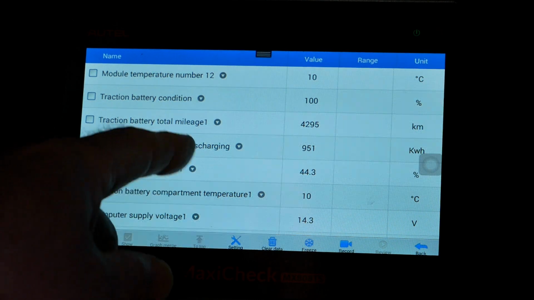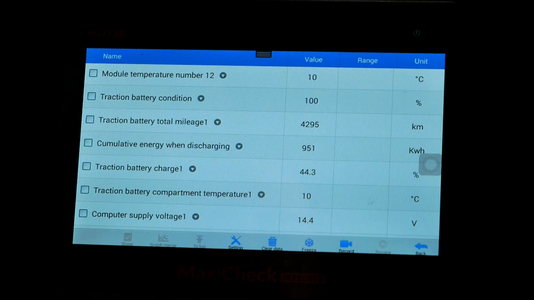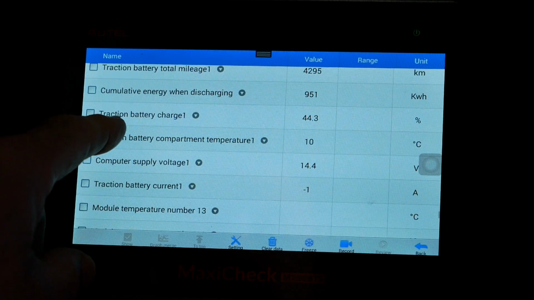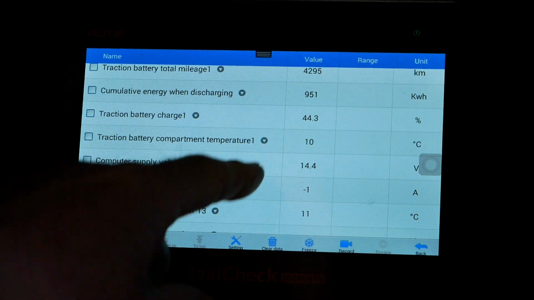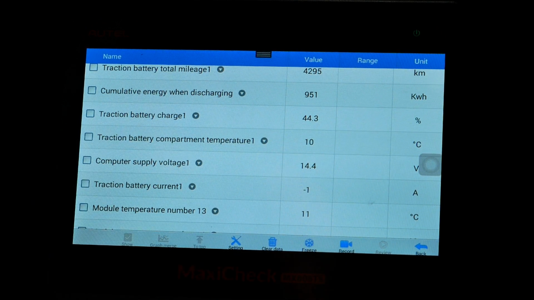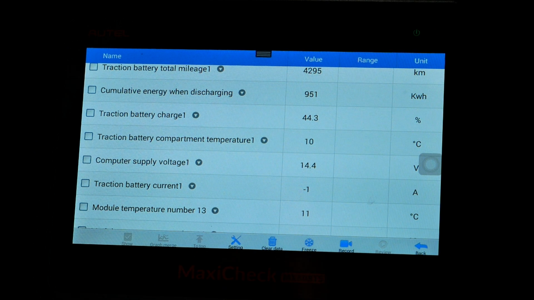Cumulative energy when discharged, 951 kilowatt hours. Traction battery charge 1 is 44.3%. And if I look over there on the dash, yes, we are below the halfway mark on the needle. So that all looks good.